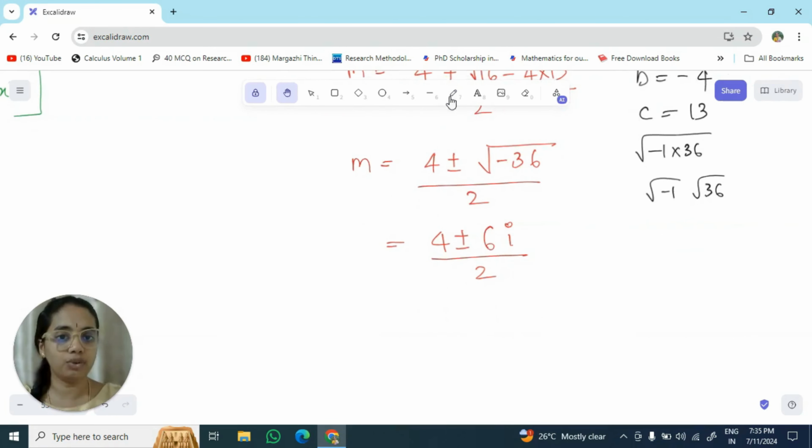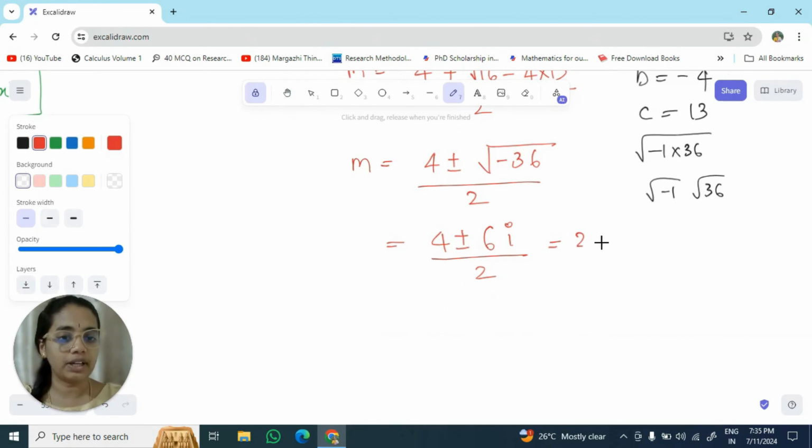In the numerator we have 2 common. Let us take it out. We'll get 2 into 2 plus or minus 3i, right? 2 3s are 6, divided by 2. So 2 and 2 get cancelled. So the value of m is nothing but 2 plus or minus 3i.